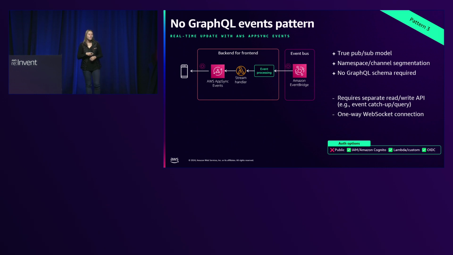From an authorization standpoint, again, this is still AWS Appsync under the hood, and we're leveraging a lot of the same infrastructure that we built to power GraphQL with Appsync. And so all the same authorization modes are still supported.